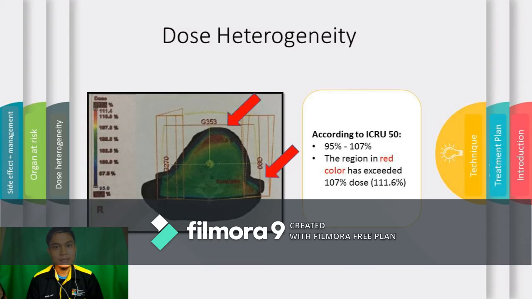Moving on to the dose planning. As you can see, there are two regions with red color at anterior side and left side.